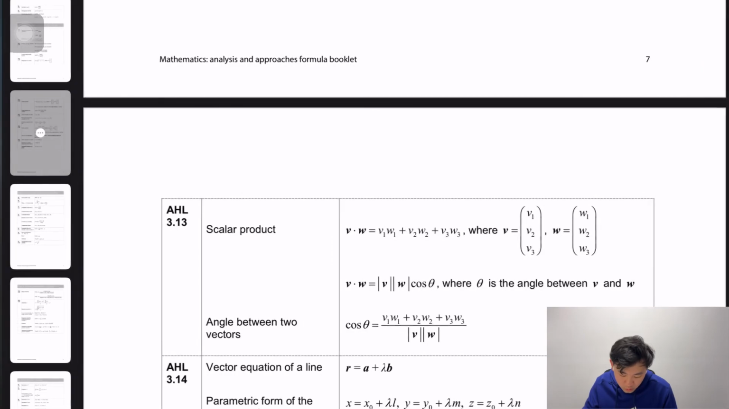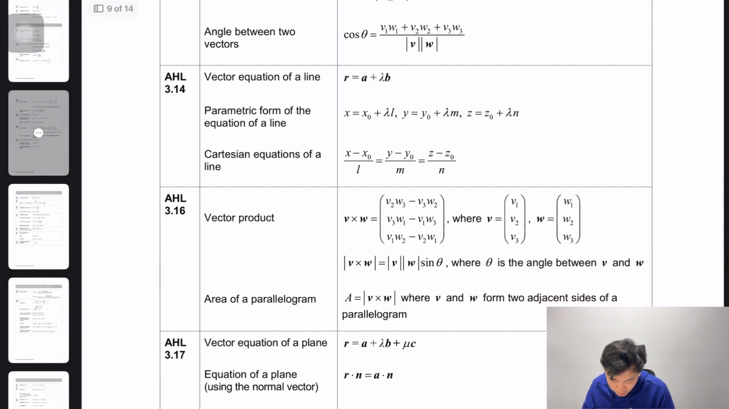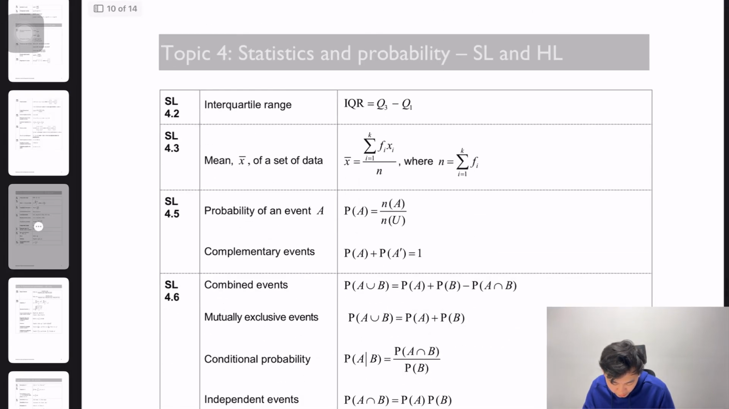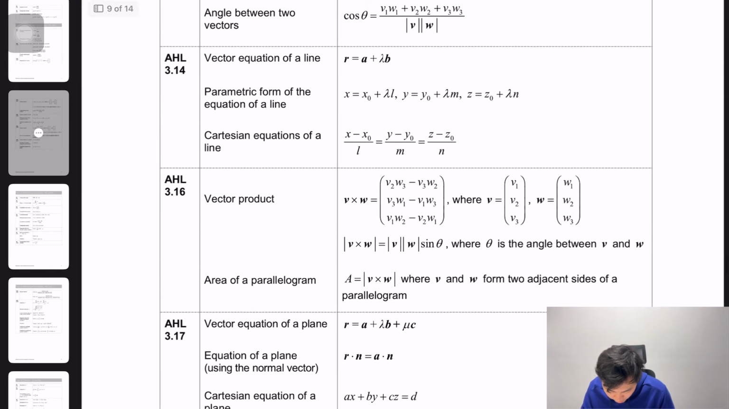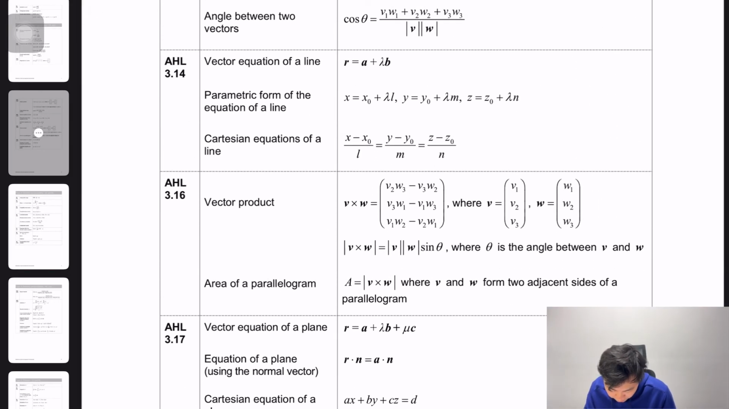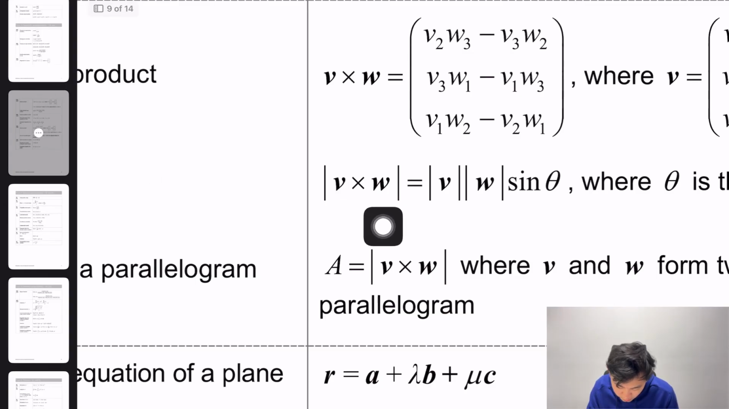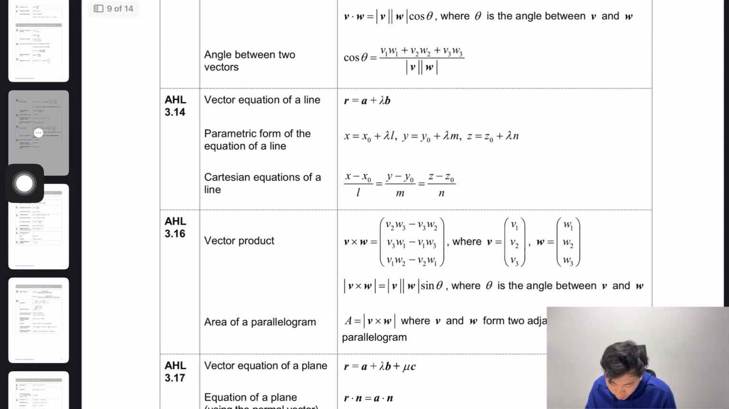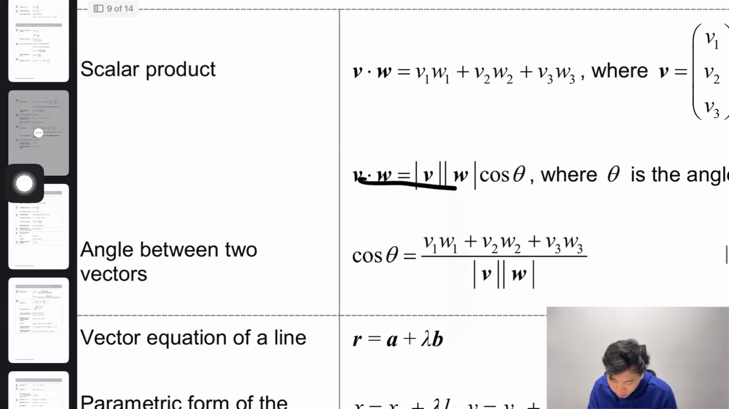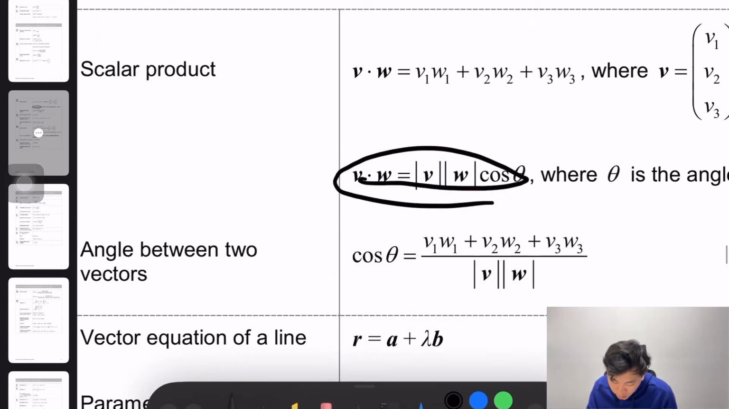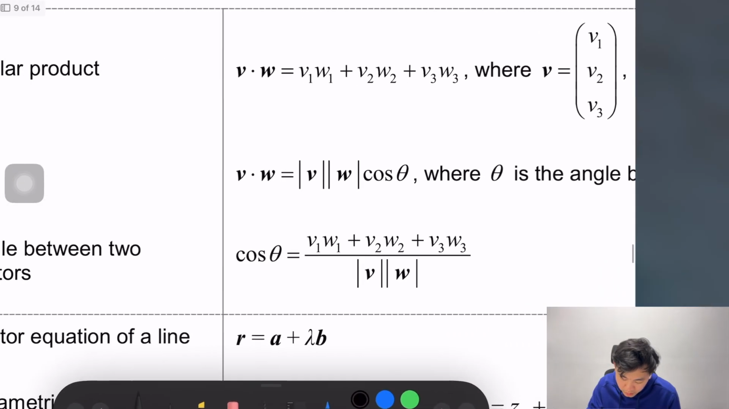If you go to the formula booklet, you can actually figure out two things. We can then see here, can you see this one? This is the cross product, right, with the sine. And where's the dot product? Here, the dot product is this one, okay? So we're going to use these two things to help us to do it, okay?